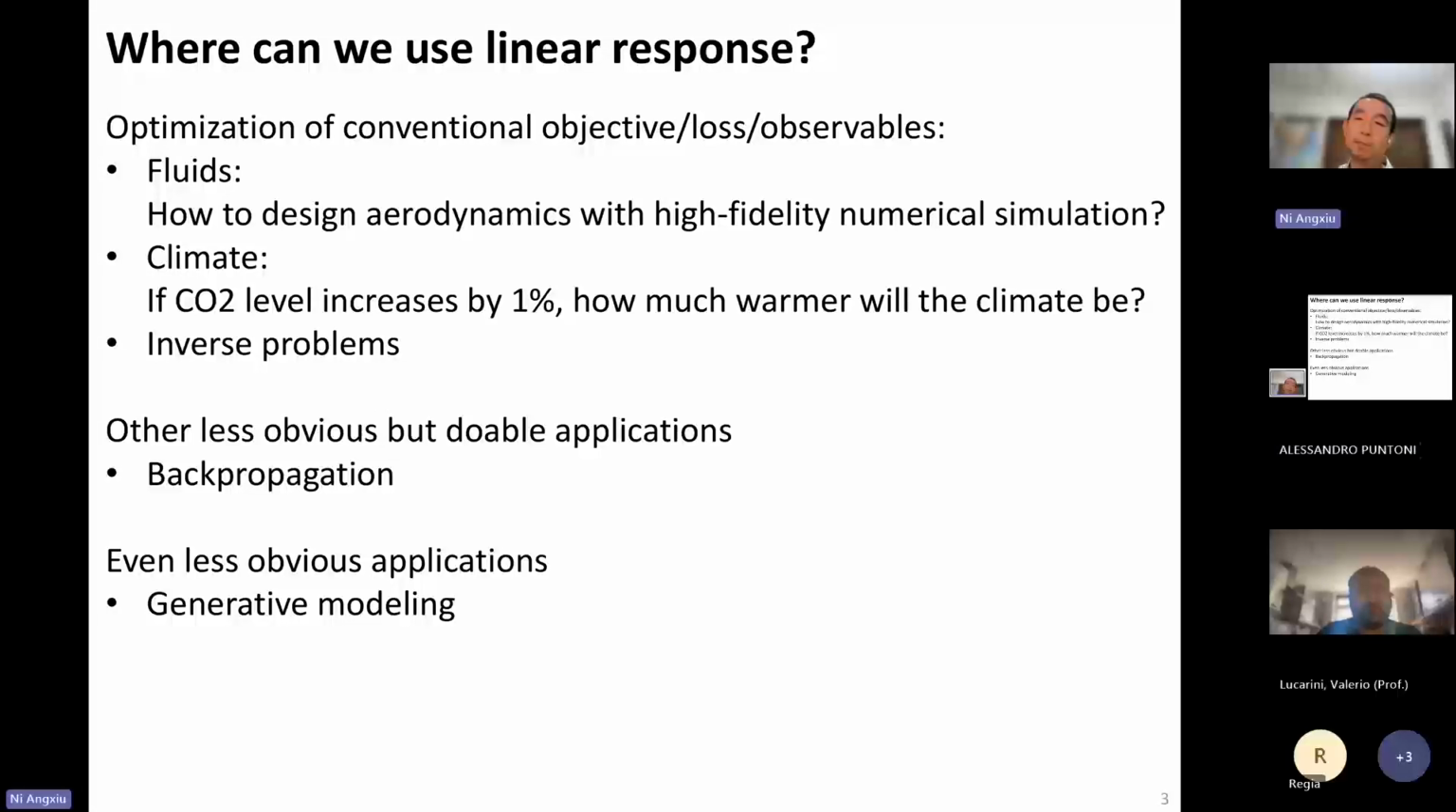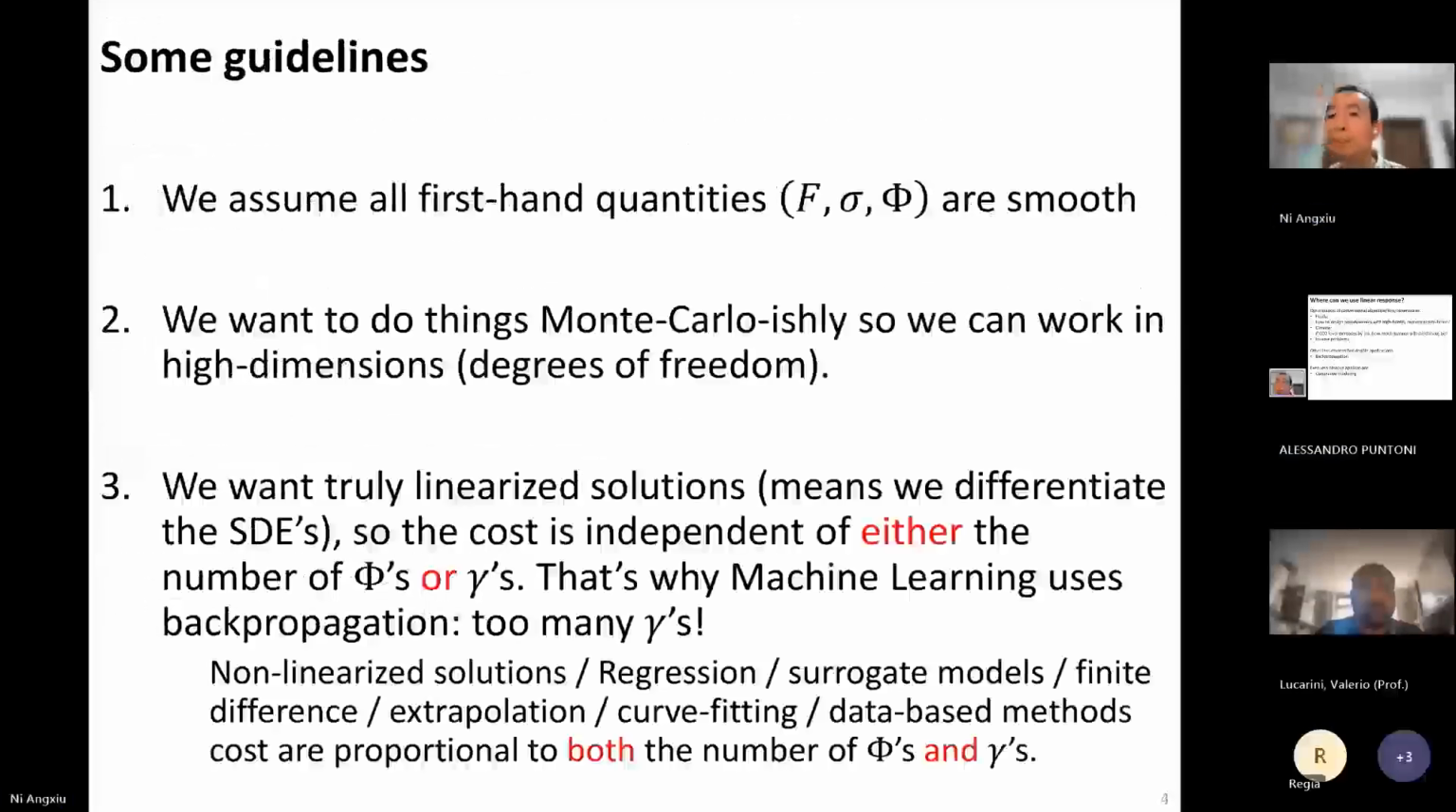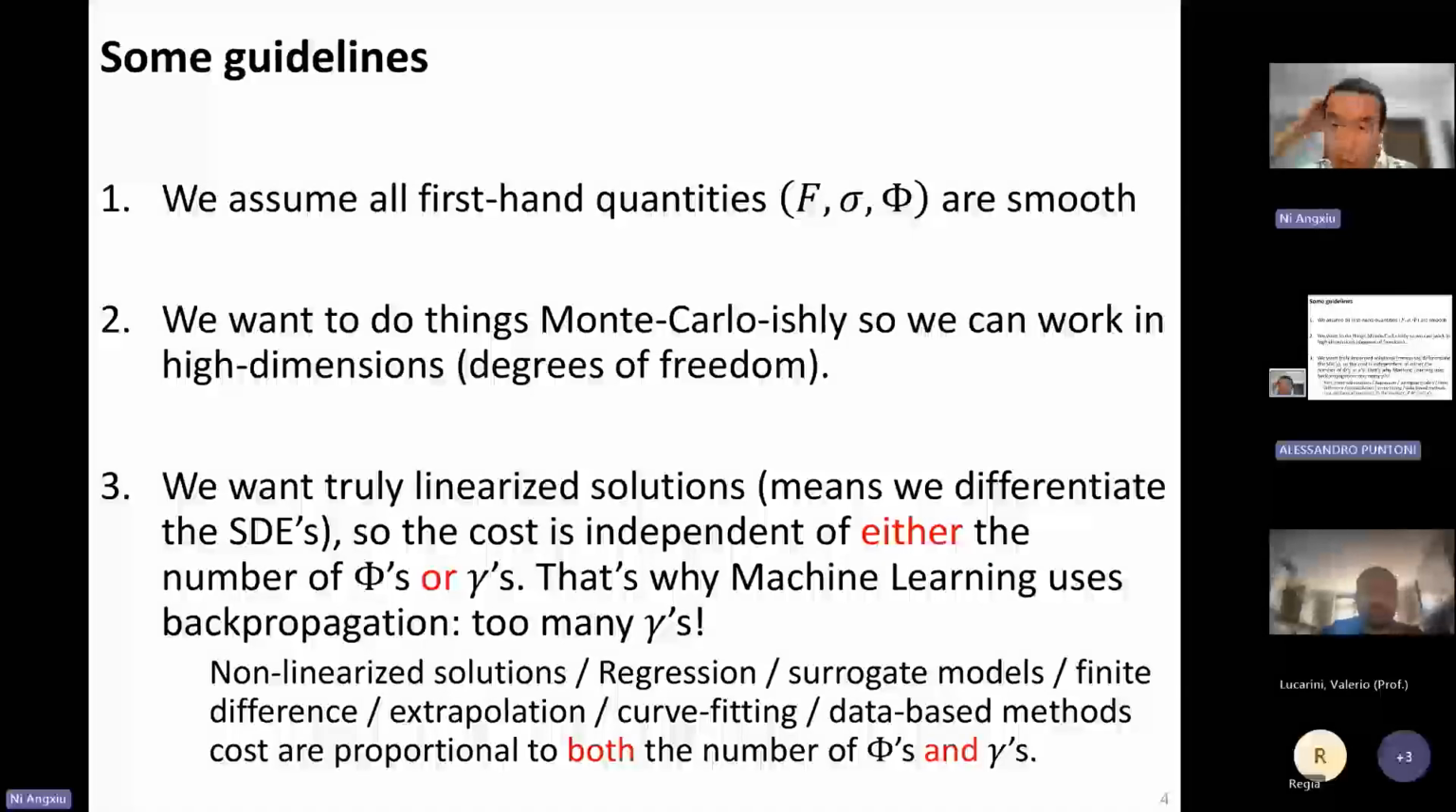There are other less obvious but doable applications, such as backpropagation in machine learning. It doesn't work when the system is unstable or you have gradient explosion, but we can make it work. And there are some even less obvious applications where you don't have a conventional objective or loss function. For example, in generative models, you may consider your optimization goal is described by the Wasserstein distance or by a KL divergence. So those are not conventional observable functions, but it would still benefit if you have a linear response result, right?